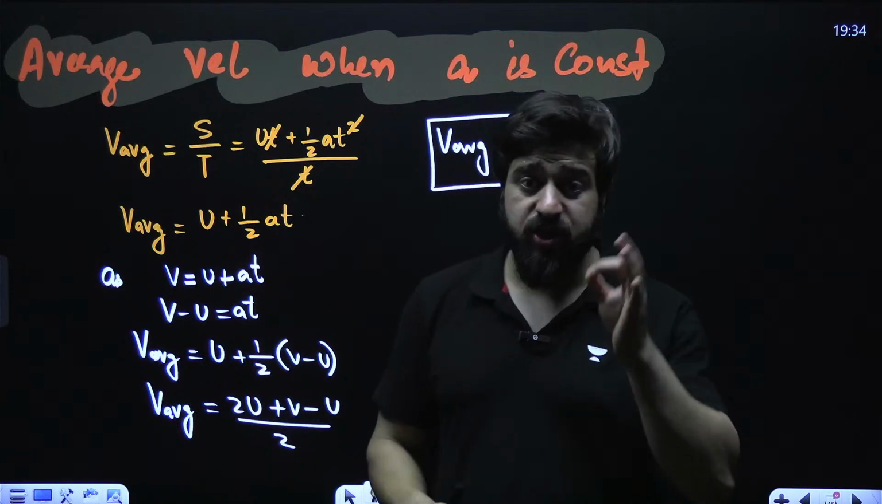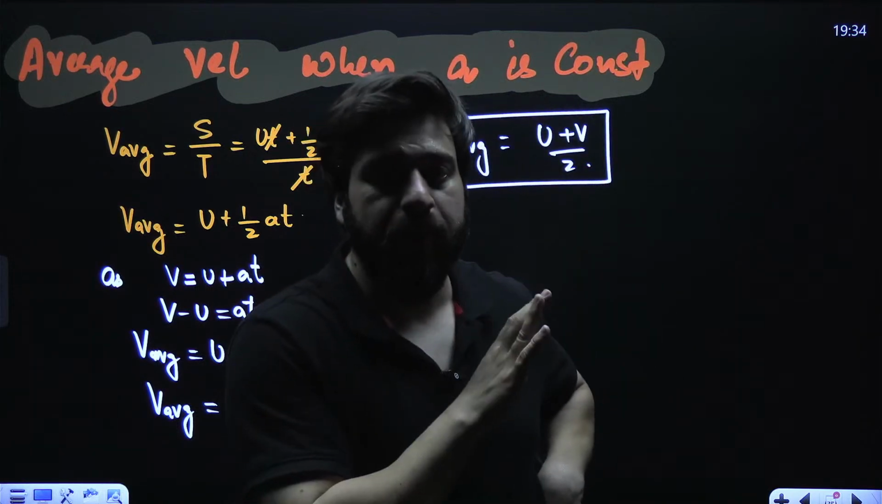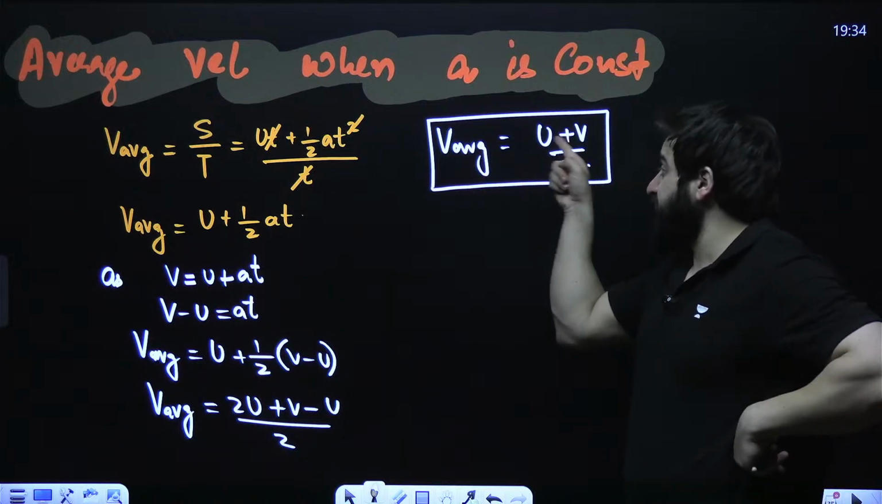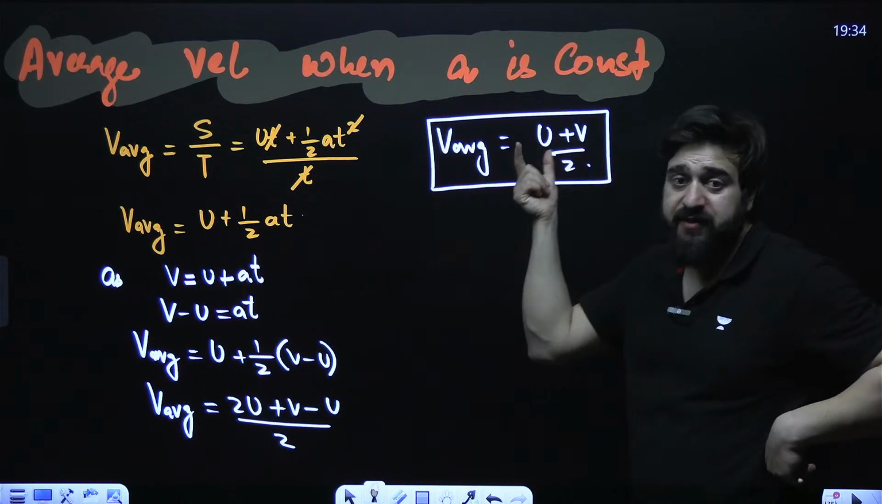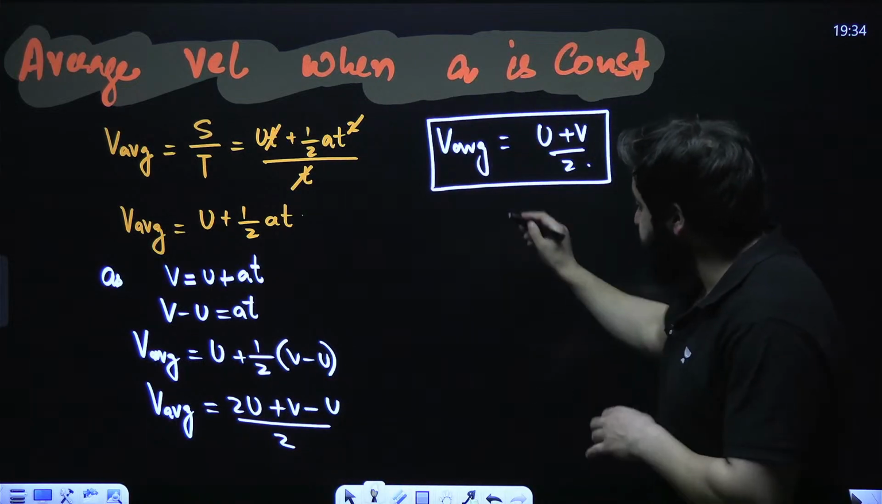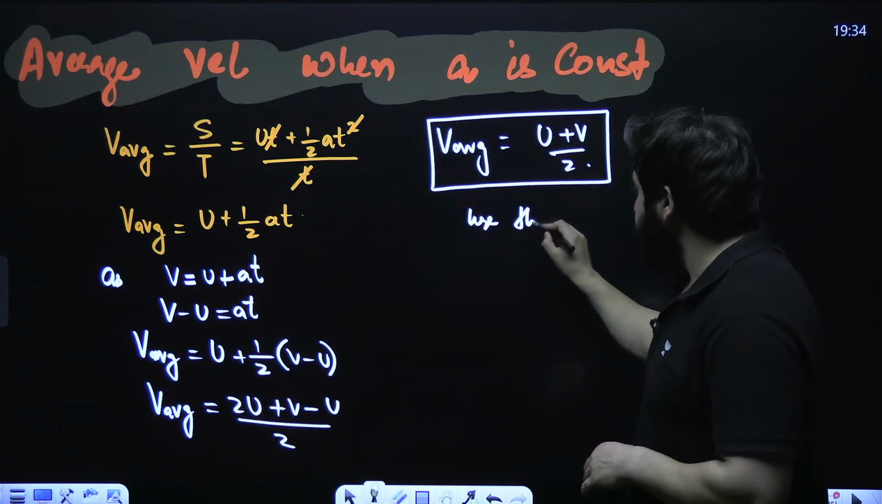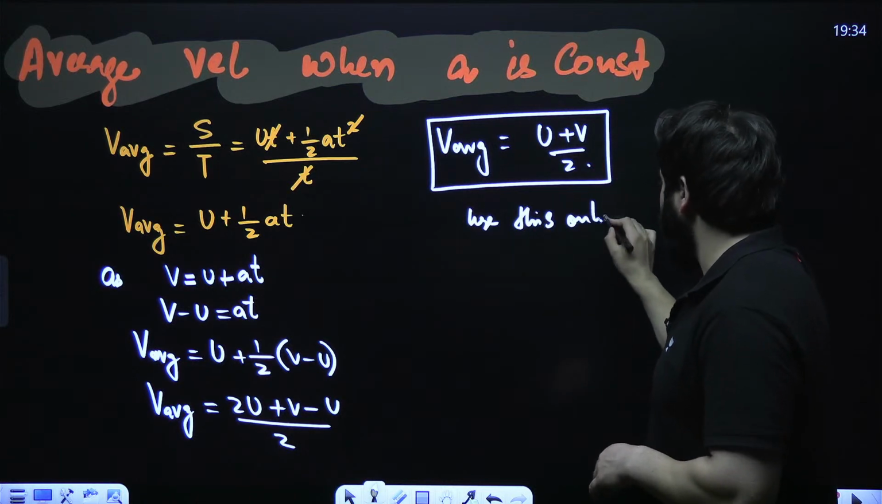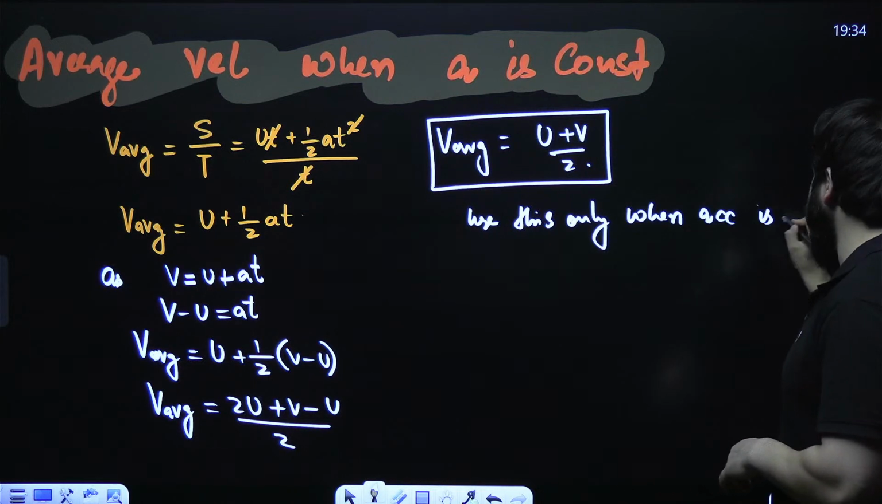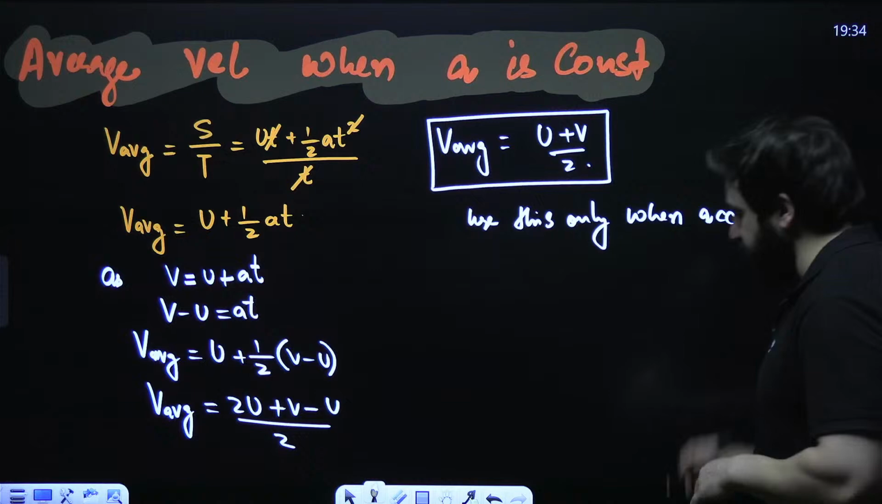So my dear friends, always remember, if acceleration is constant, in that case, if initial velocity is given and final velocity is given, you can find the average velocity directly. So use this only when acceleration is constant.